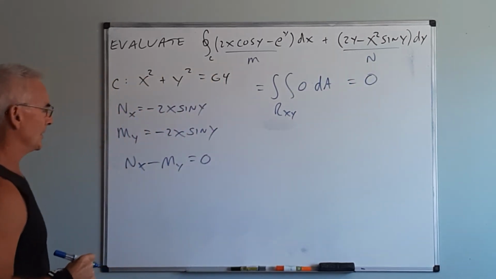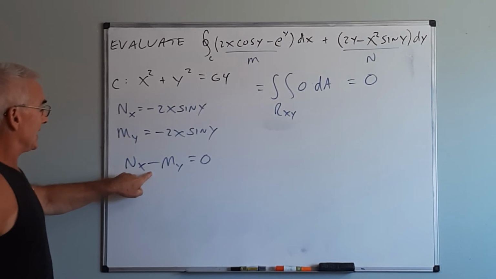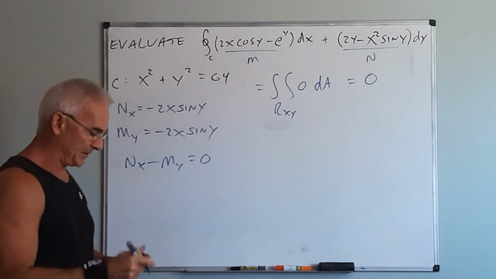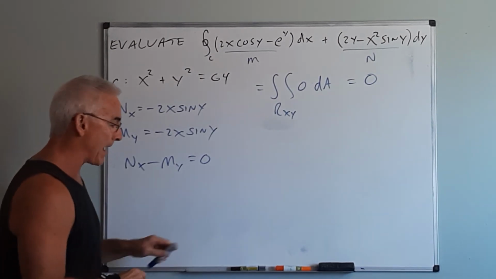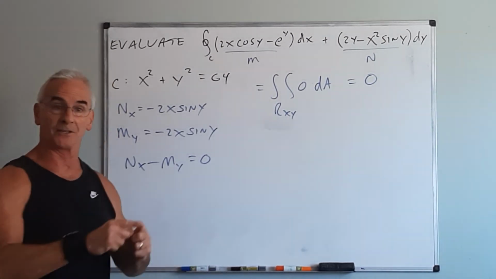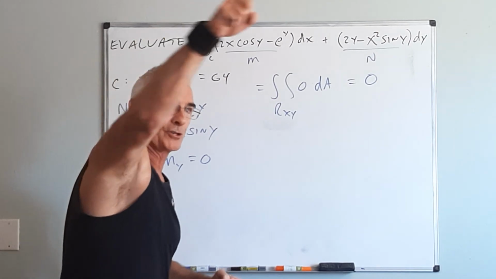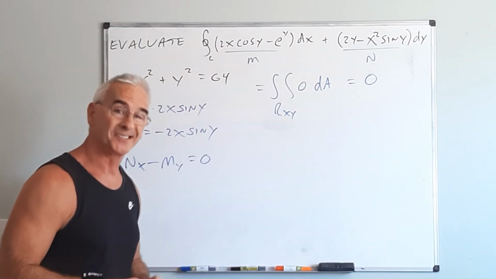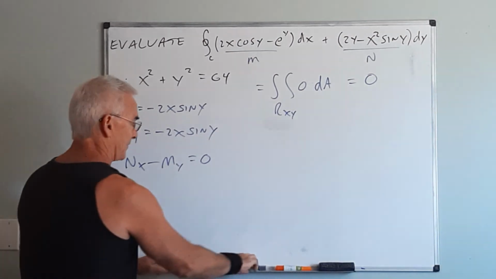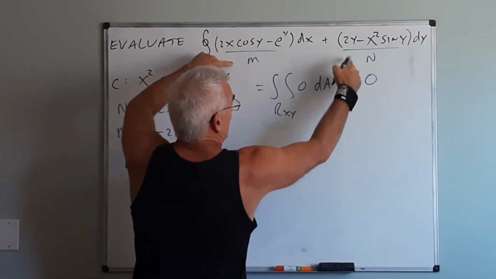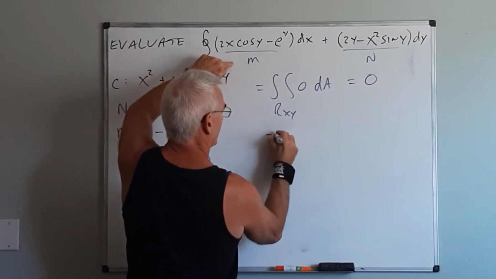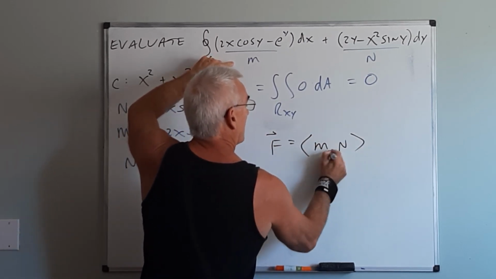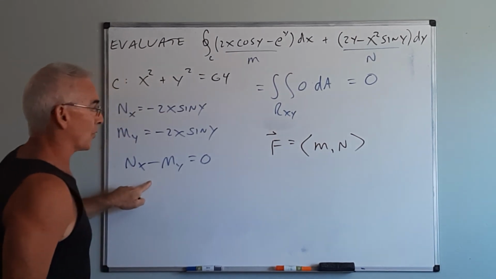Now that's kind of curious. But notice, if conservative, that means our integral is path independent. Path independent means it does not matter the path, just where you begin and you end. So if I'm going on a large loop and I end exactly where I began, then the displacement is 0. So if I think of my force vector, again, that's M and that's N, that means in this problem my force vector would be ⟨M, N⟩. This tells me my force is conservative.